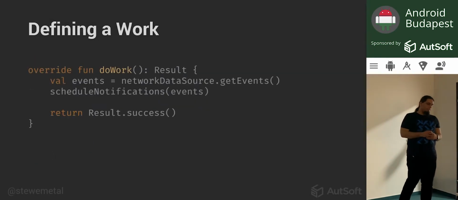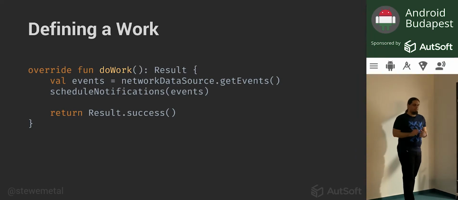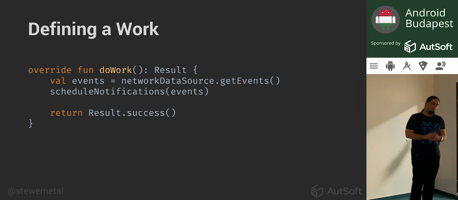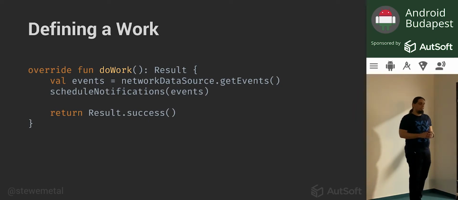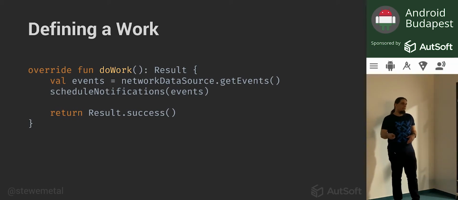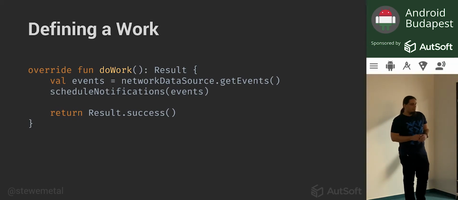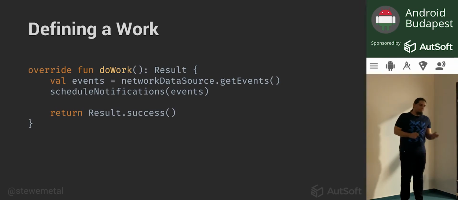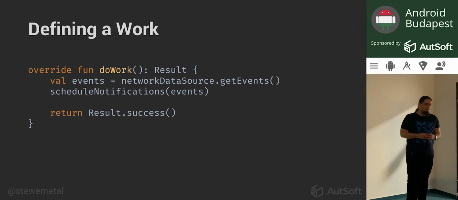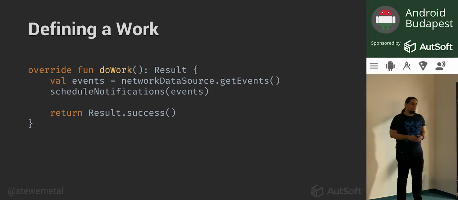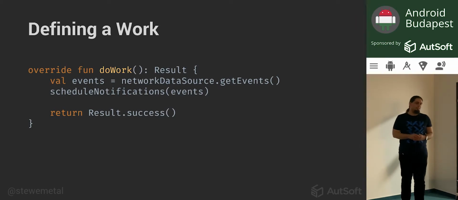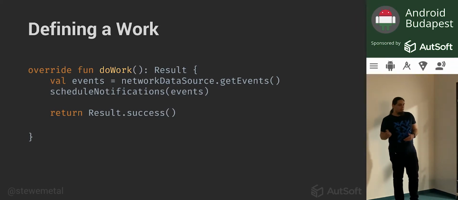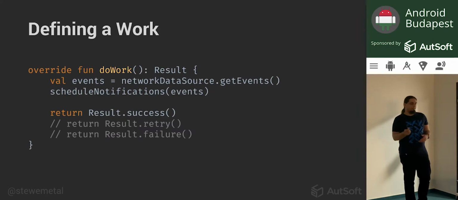All right, so let's see an example of what we can do in the doWork method. This small example fetches events from a network data source, which in fact calls an API and does some network heavy work. And the result of that call gets passed to the schedule notifications function, which schedules actual Android notifications based on those events. And then we return a result.success, which is one of the ways we can return from the doWork method. The other two ways are result.retry and result.failure.